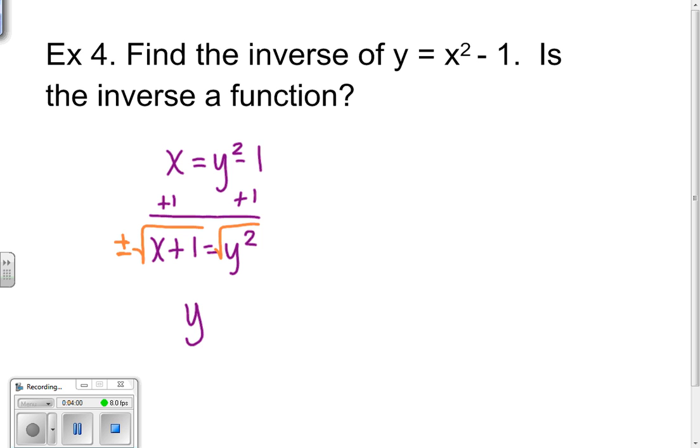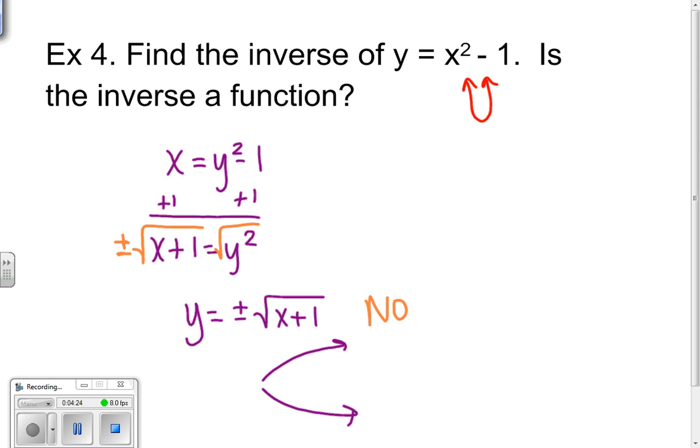What we really have, and I'll switch sides for you, is y equals plus or minus the square root of x plus 1. I know you're not quite sure what that looks like yet, but this graph kind of looks like that, which makes sense because the original problem, x squared minus 1, was a parabola, and so its inverse kind of flips onto its side. This is not a function, because if you drew a vertical line anywhere, the vertical line test, it would fail miserably throughout the entire thing. So anytime you have a parabola, its inverse is not a function. So the answers you're looking for here are right there.